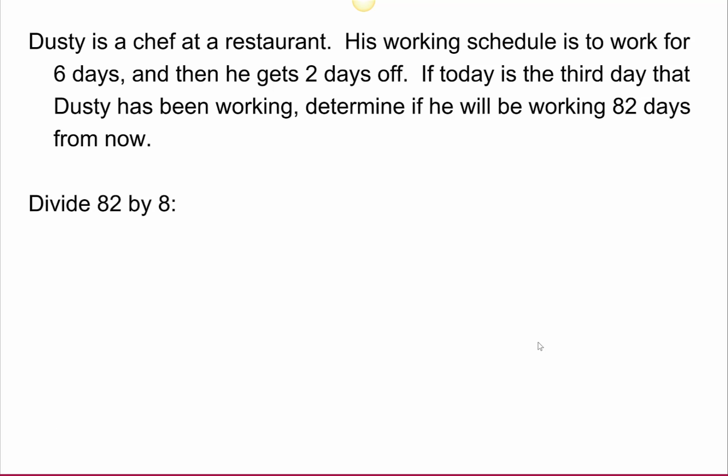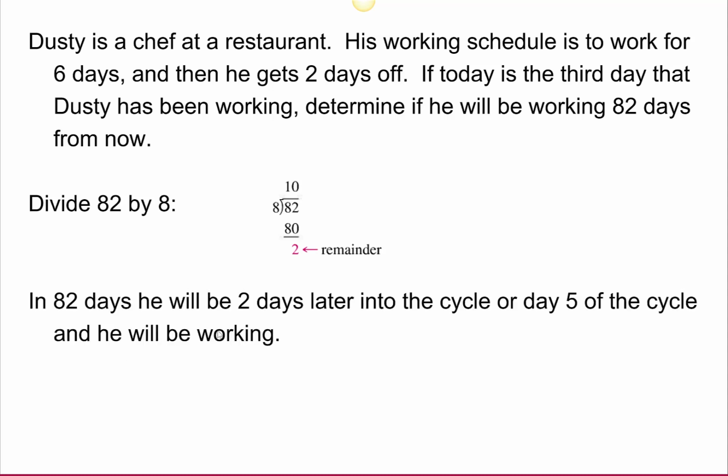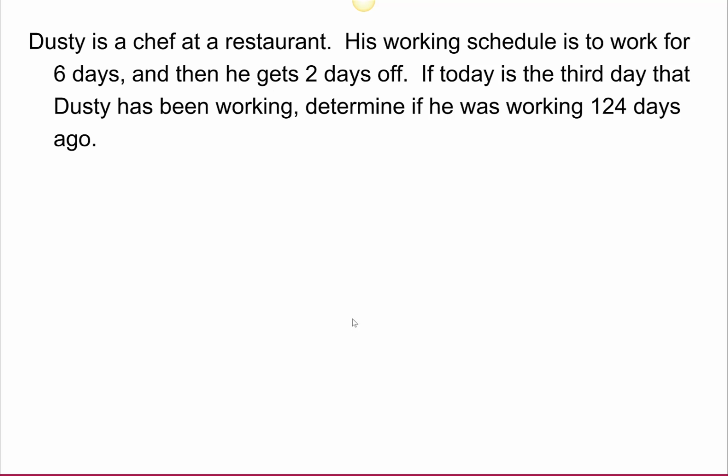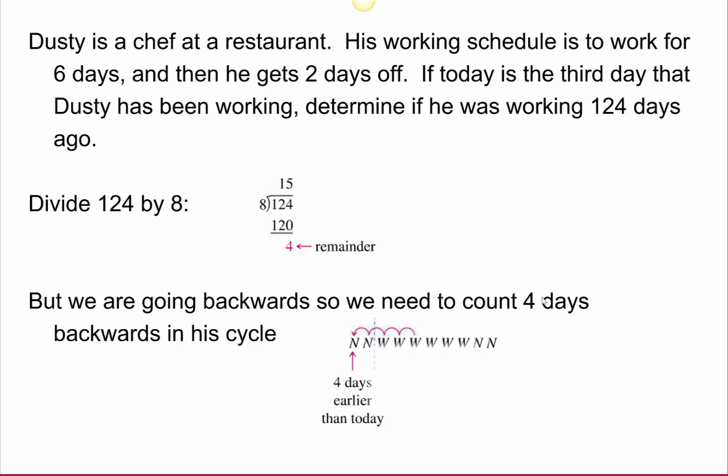In 82 days, divide 82 by 8, we get a remainder of 2. So in 82 days, he'll be 2 days later in the cycle, or day 5, and he'll still be working. We want to know now if he was working 124 days in the past. So we do the same thing. We divide 124 by 8. We get a remainder of 4. Now we're going to go backwards. So here he is here. We want to go back in time. So we're going to count back 4 days. And we notice that he would not have been working 124 days ago.